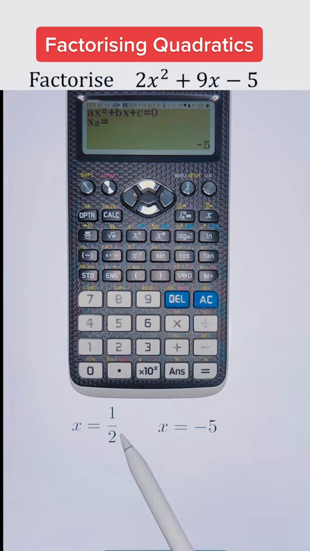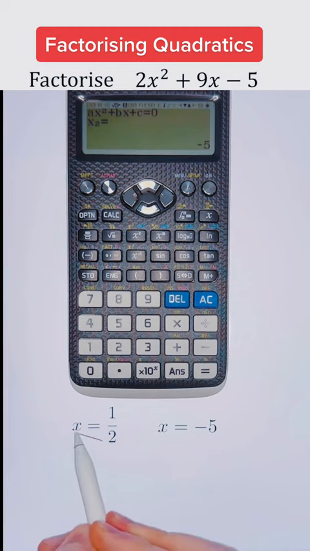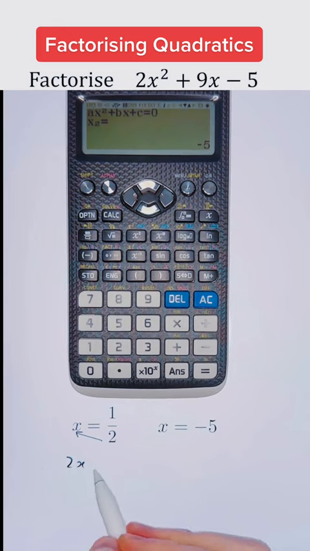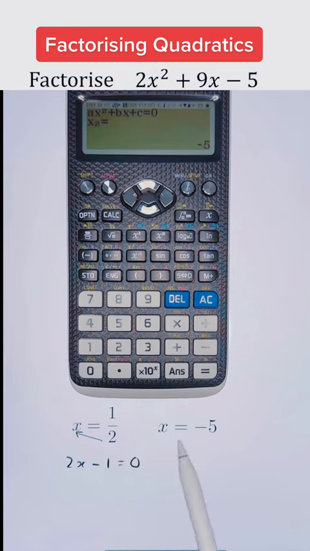I now need to get each value of x equal to 0. The opposite of divide by 2 is to multiply both sides by 2. And the opposite of add 1 is to subtract 1 from both sides. Likewise, as I want x to equal 0, the opposite of -5 is to add 5 to both sides.